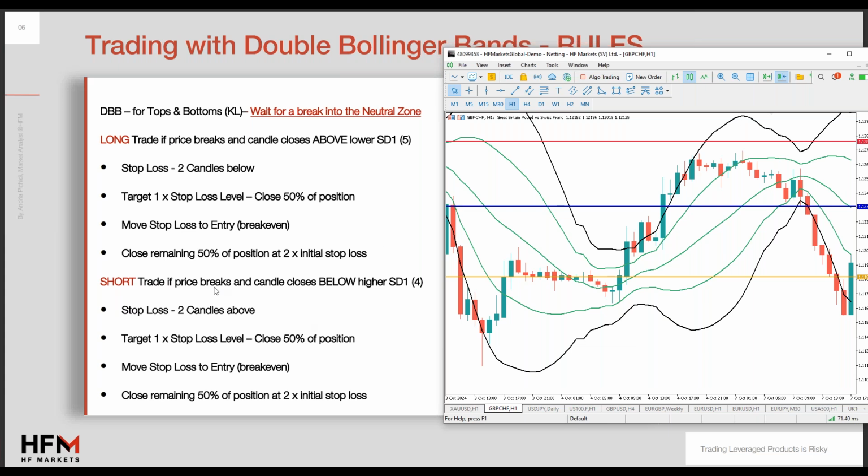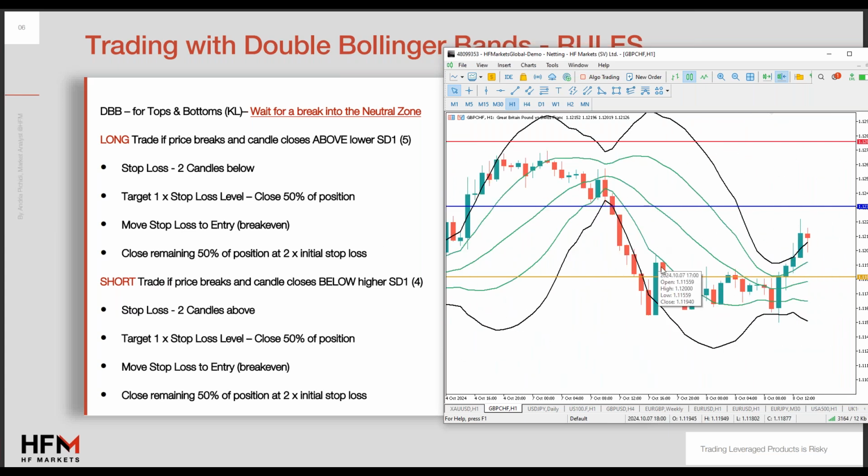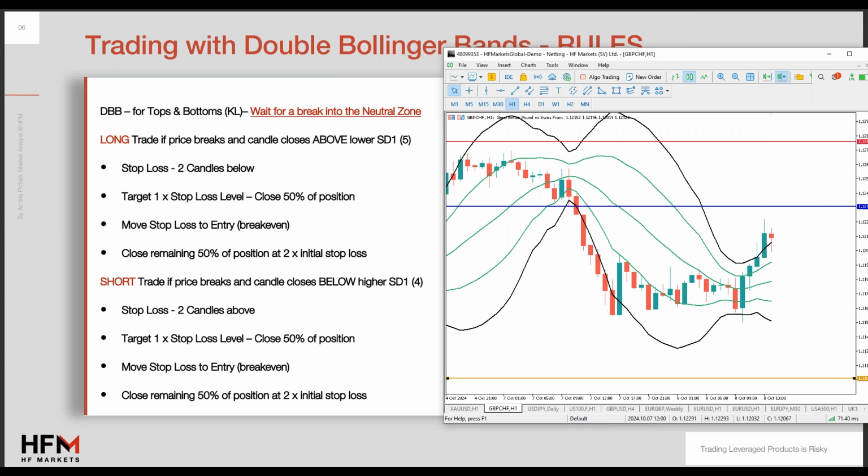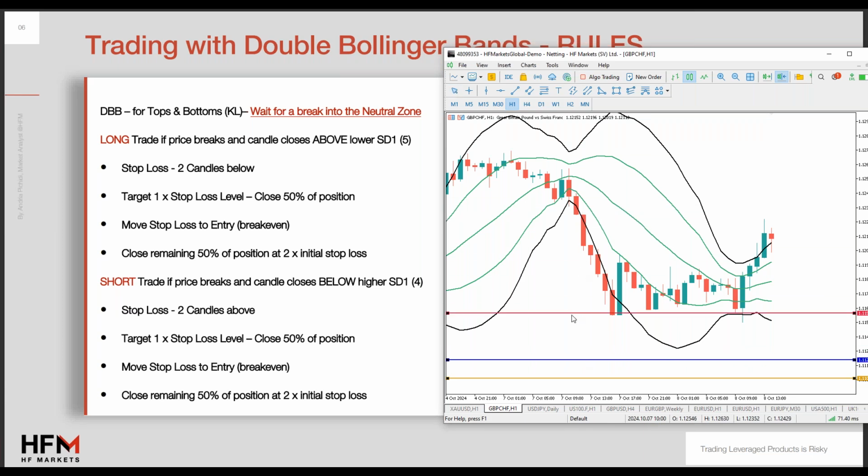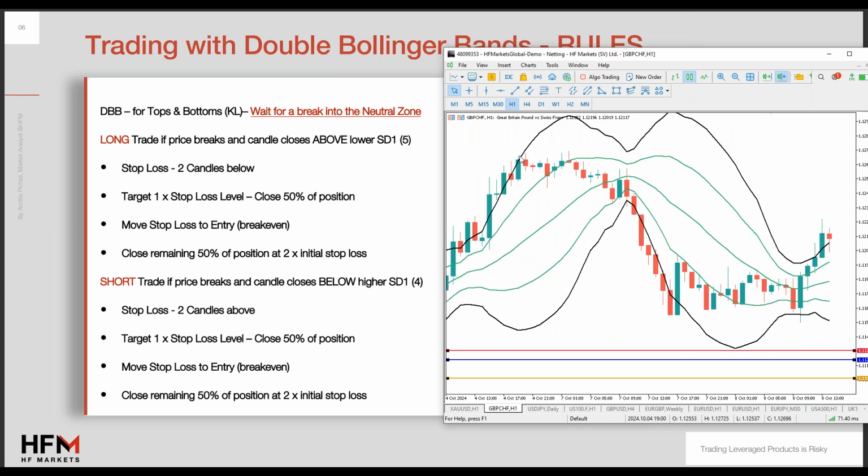For a short position, it's the same exact mentality, the same exact rules. So let me get rid of these lines. I will put them just lower. You're gonna take a short position as soon as you see the price breaking and closing below the higher 1 standard deviation. So look at that. It was higher, okay? It started consolidating over here, moved lower, and it closed exactly on the first standard deviation, the higher standard deviation.